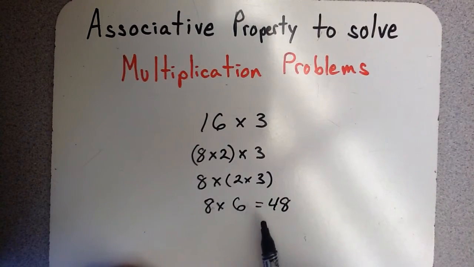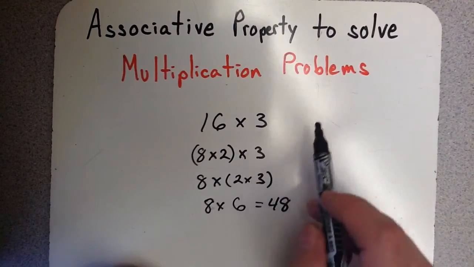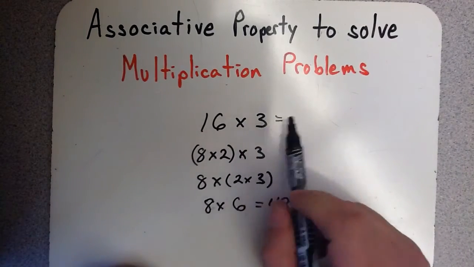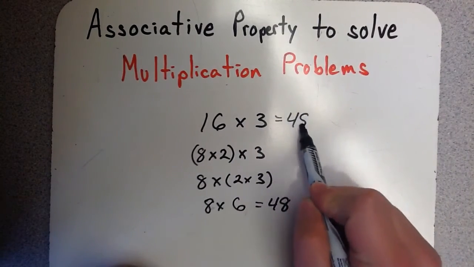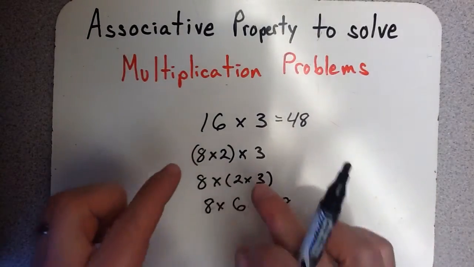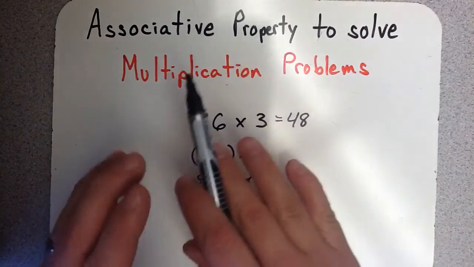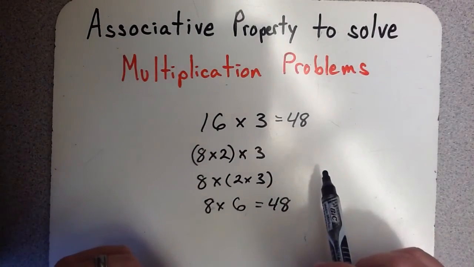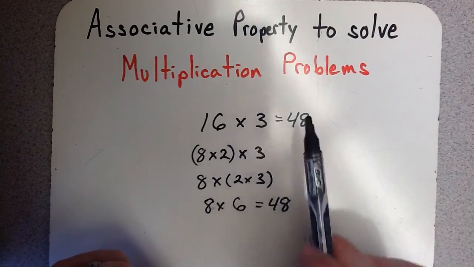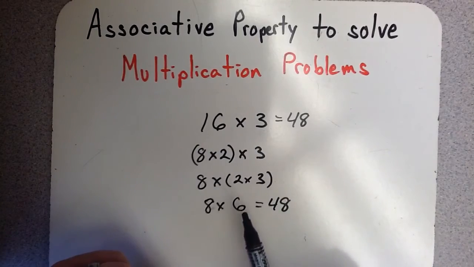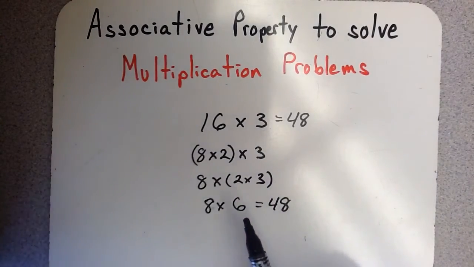So what that tells me is if 8 multiplied by 6 is 48, that tells me that 16 multiplied by 3 also must be 48, because the only thing I changed was the grouping of the factors, and I know by the associative property that that's not going to change the answer. So 16 times 3 is 48 because 8 multiplied by 6 is 48. So let's try another one.